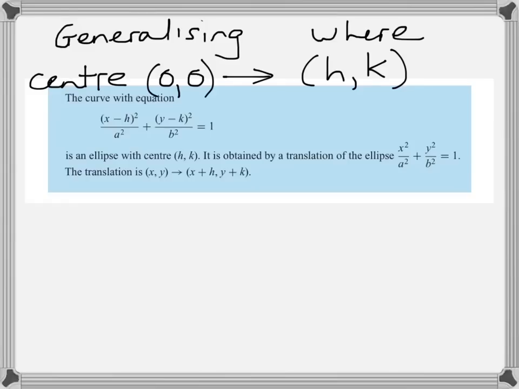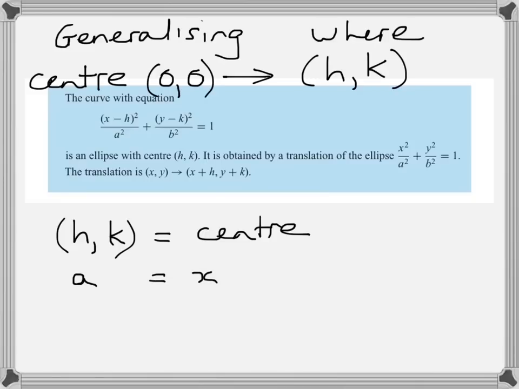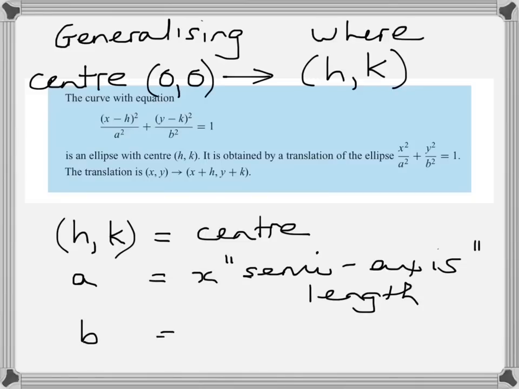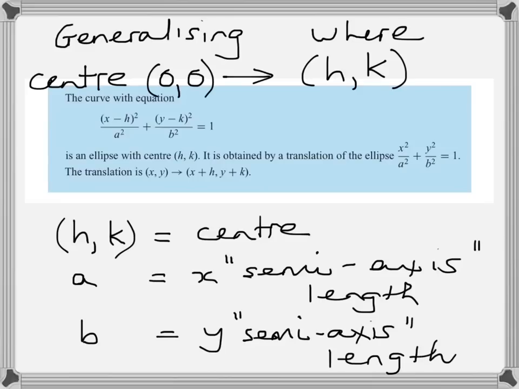And we've got, straight out of the textbook, that equation. And there it is. It's just exactly what I said, you see? The centre of this ellipse is at h, k. a is the x semi-axis, b is the y semi-axis, and that's it. I think I've just summarised that for you. Yes, that's the centre, and a is the x semi-axis length, and b is the y semi-axis length.